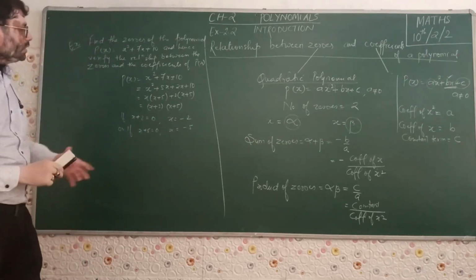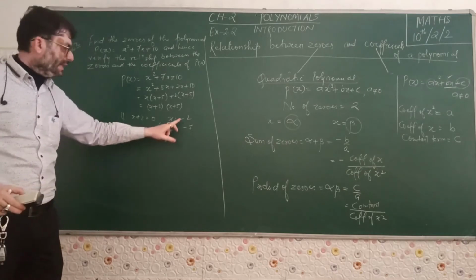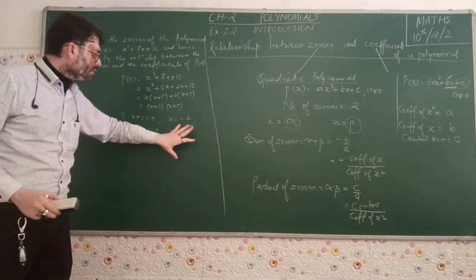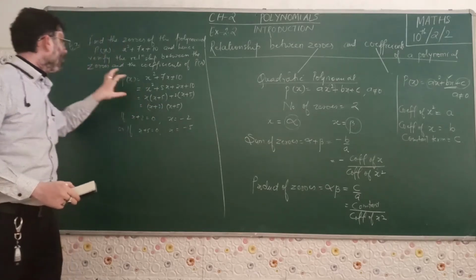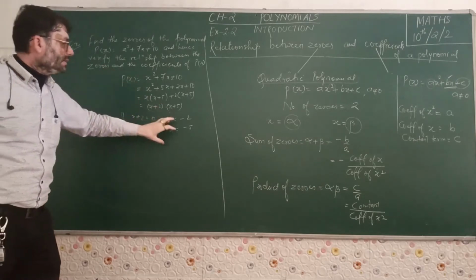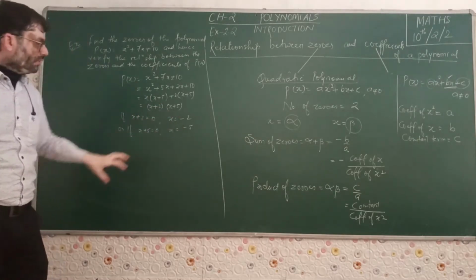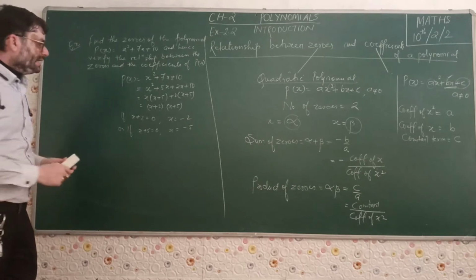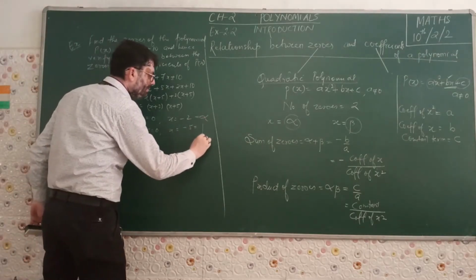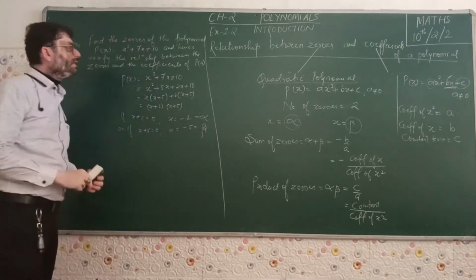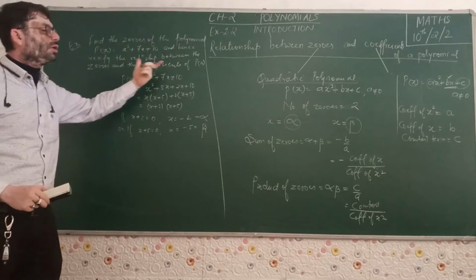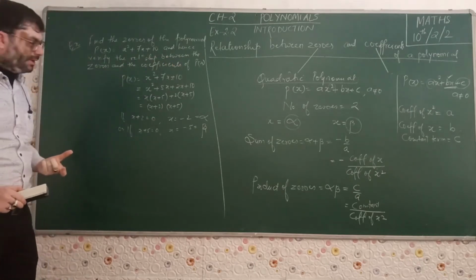So we have got 2 values of x: x is equal to minus 2 and x is equal to minus 5. These are the 2 values of x for which the polynomial becomes 0. That means these are called the zeros of the polynomial. Let us consider each zero: let this be alpha and let this be beta. Now we need to verify the relationship between the zeros and the coefficients of p of x.